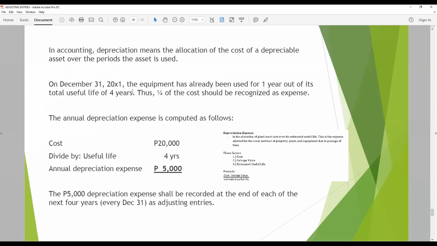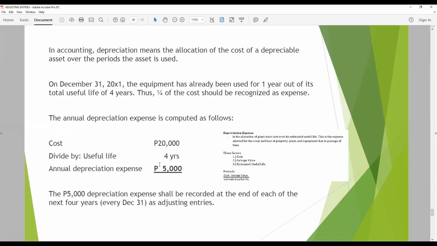On December 31, the equipment has already been used for 1 year out of its total useful life of 4 years. Thus, 1/4 of the cost should be recognized as expense. So your annual depreciation expense is computed as follows. Cost 20,000 divided by useful life, which is 4 years, so your annual depreciation is 5,000. Every year, you recognize 5,000 as depreciation for your equipment.